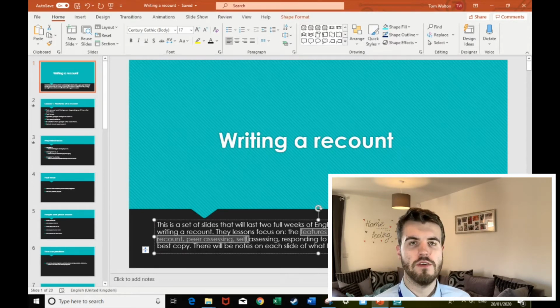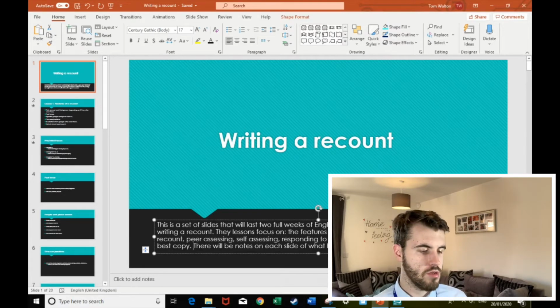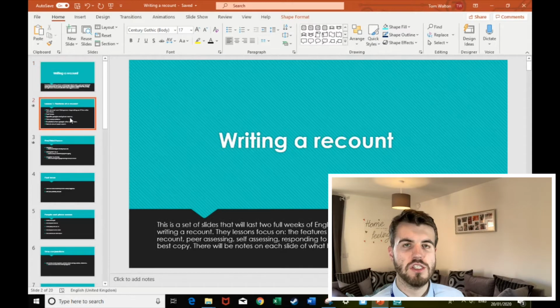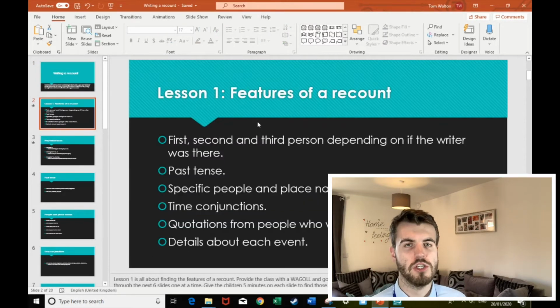So the first thing we've got here in lesson 1 is looking at the features of a recount. Now as you can see at the bottom, it's all about finding those features. So you need to make sure you give the class a good example of a recount to go through. Make sure it's got these features in there, or if you want to change them, then feel free to change some of them. But if you're going to add your own in, make sure they're the right features that you're going to be trying to hit in that recount.